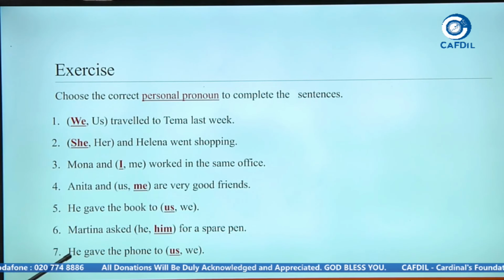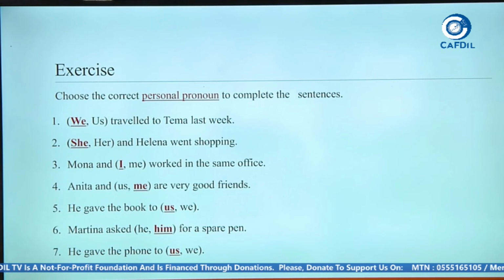7. He gave the phone to, in the bracket we have us and we. Which one do you think will be the right pronoun to use? Us. Well done. Let's read it together. He gave the phone to us.